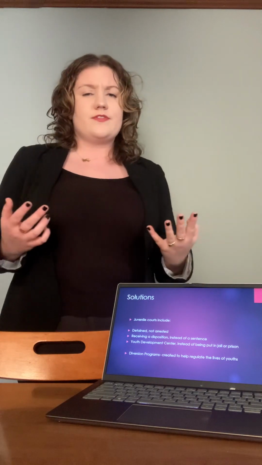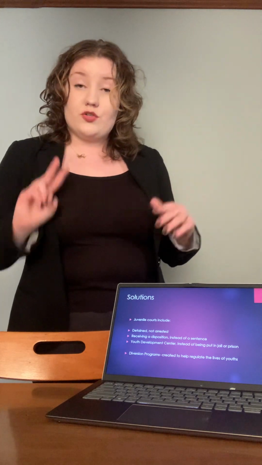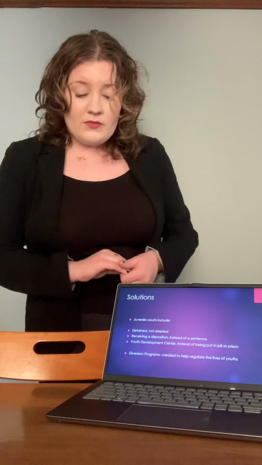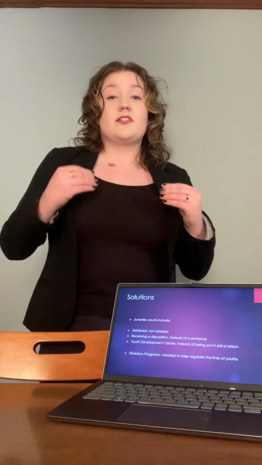Okay? And solutions. So there are a number of solutions that could be utilized to help kind of minimize juvenile delinquency, but there are 2 main types that we're going to talk about, okay? So the first most common solution is juvenile court, which is a lot different than adult court, and we're going to talk about a few things that explain this.